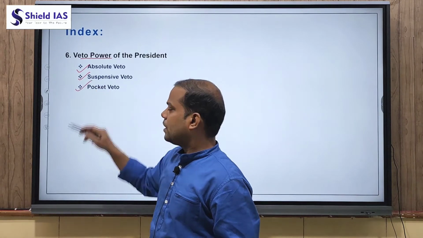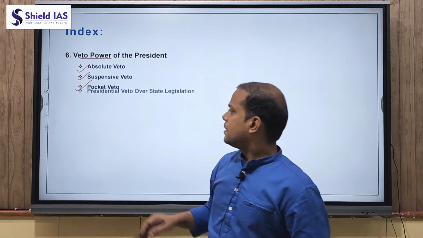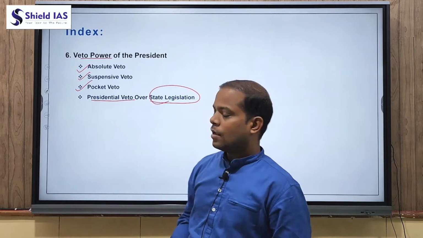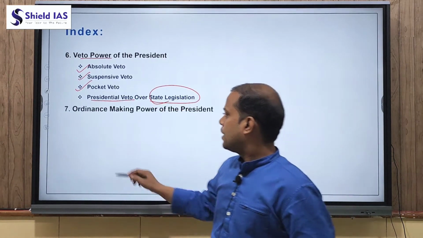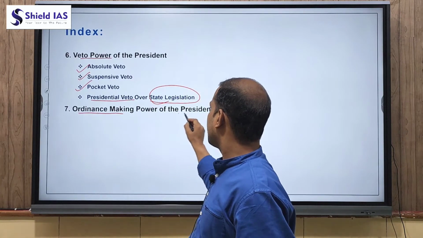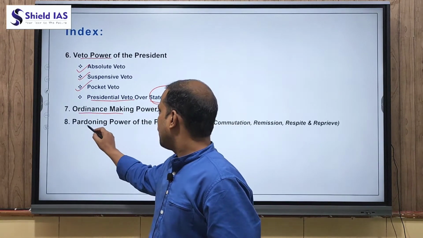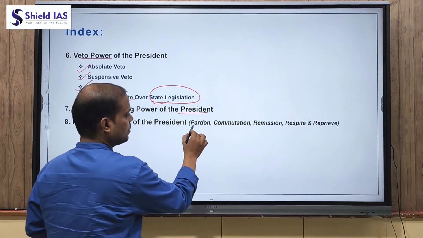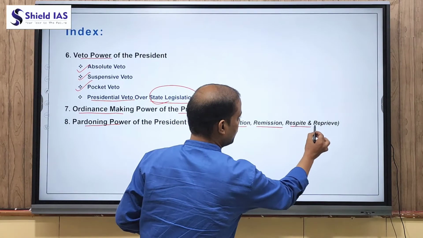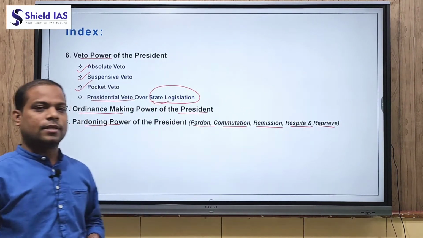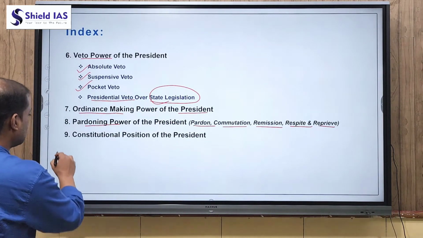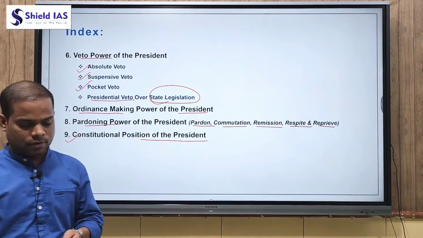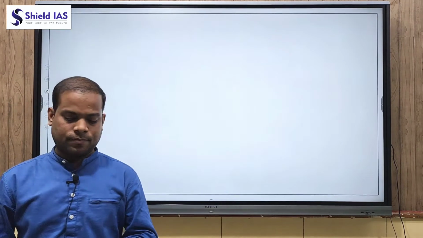After completing all the veto powers of the President, we'll see what is the presidential veto over state legislation. And next, we'll discuss the ordinance making power of the President. And the last point, pardoning power of the President. In pardoning power, we would discuss the pardon, commutation, remission, respite and reprieve. And lastly, we'll discuss the constitutional position of the President of India. So let's begin our discussion.